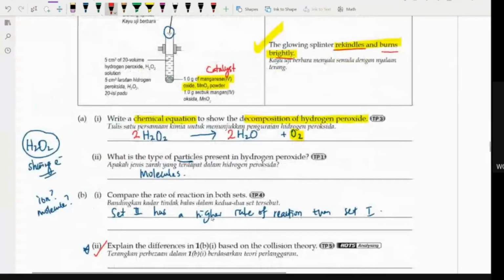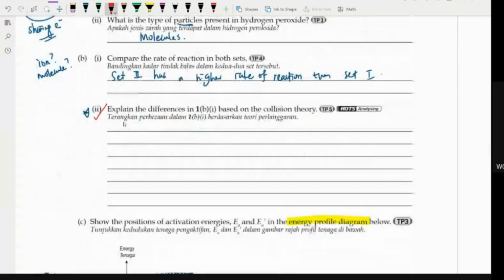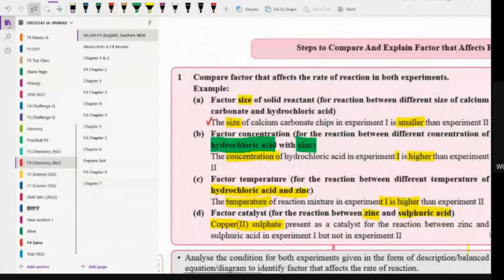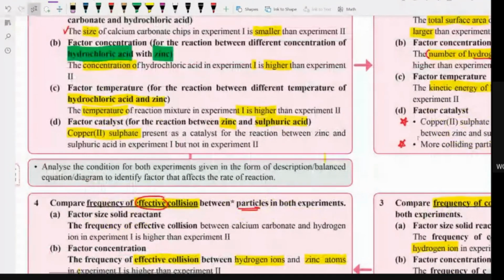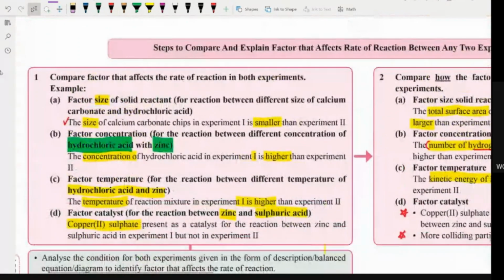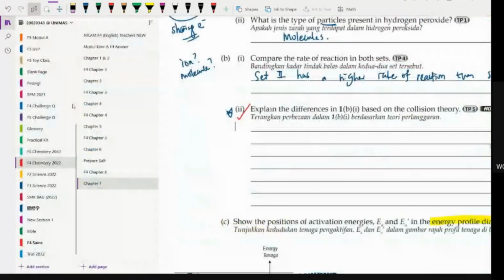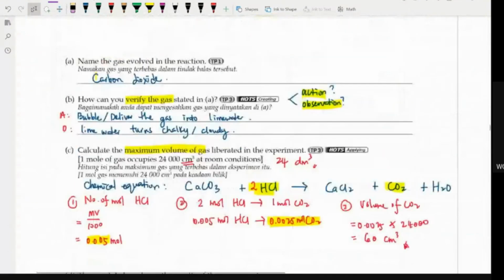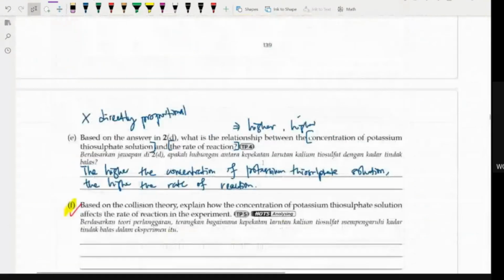So there are a few questions, I let you try. You just need to know how to use the points, and then you have to specify the particles. I let you try these few questions here. After this, we discuss together.